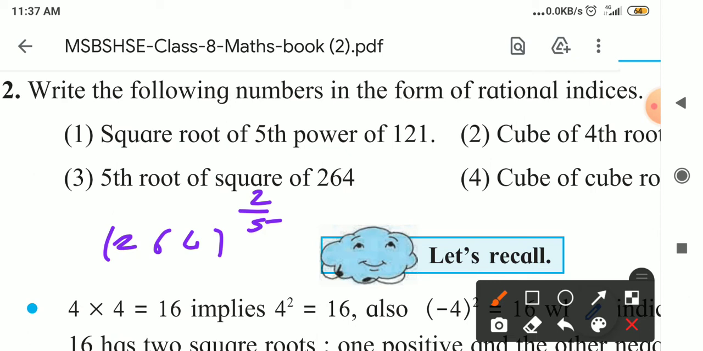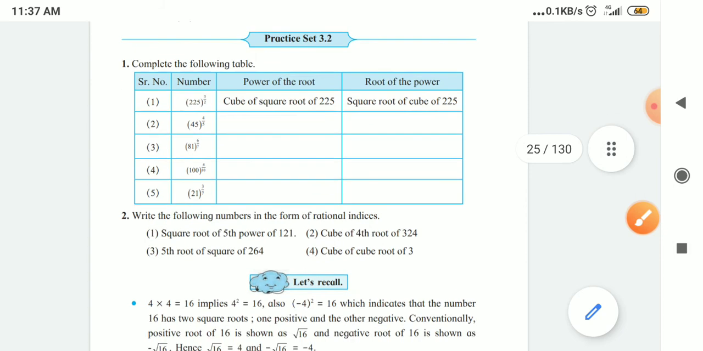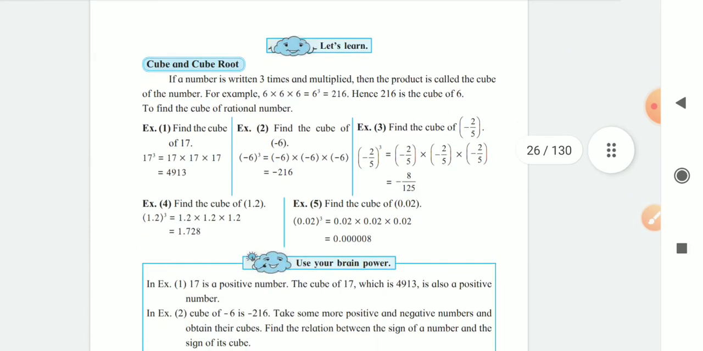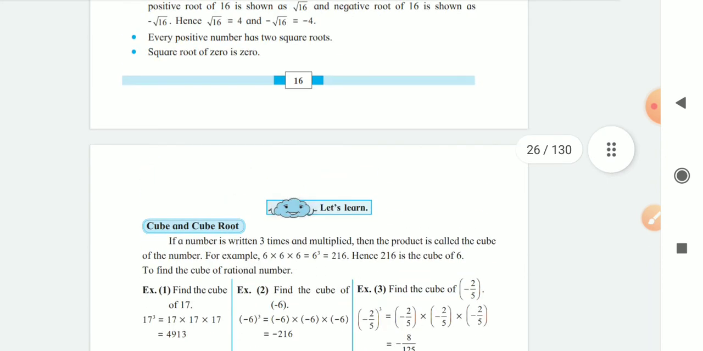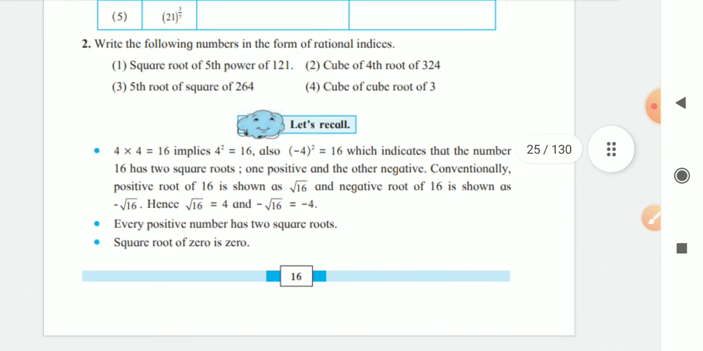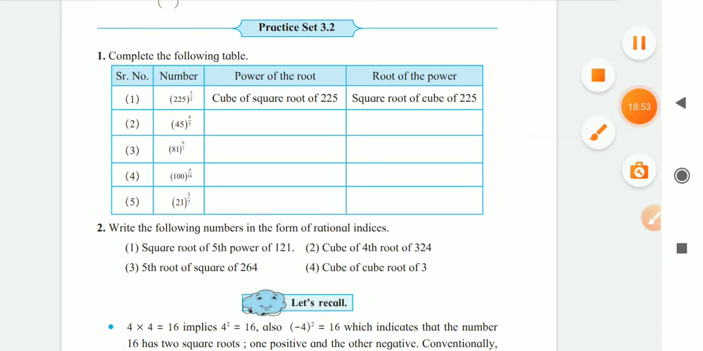So in this way, today you have to complete practice set number 3.2. The next point we will see in your next lecture. The solving of cubes and cube roots we will see in our next lecture. Okay. So today we will stop here only. Thank you and have a good day.